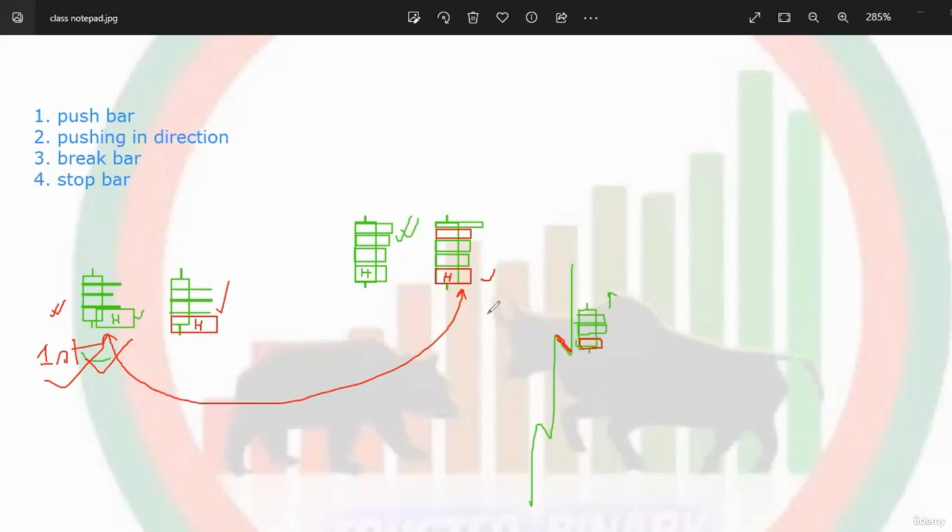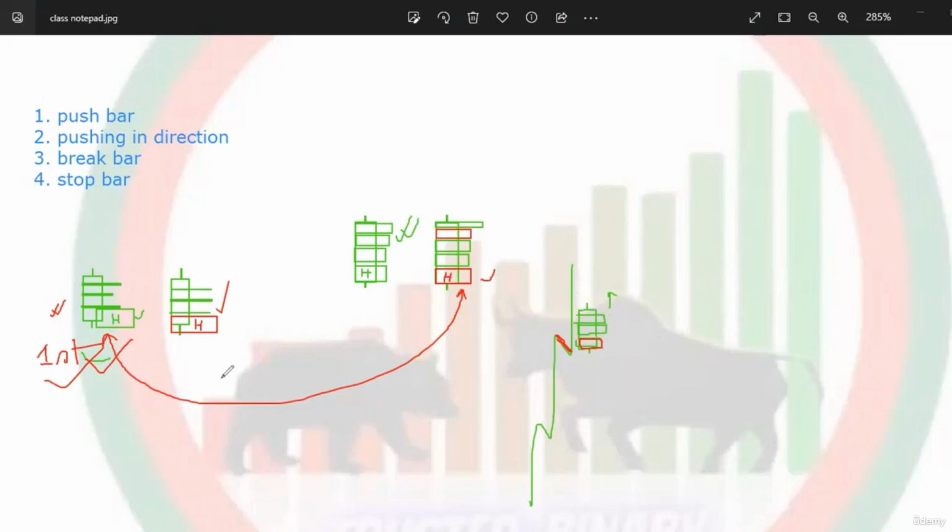Most of the time it happens that when sellers fail, buyers create a bullish candlestick, a strong bullish candlestick, with the power of control at the opening price or at the wicks part. Then we can take this one as a push bar. In both situations, this is a push bar.